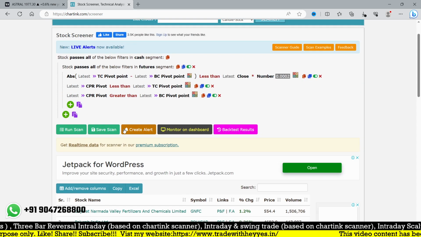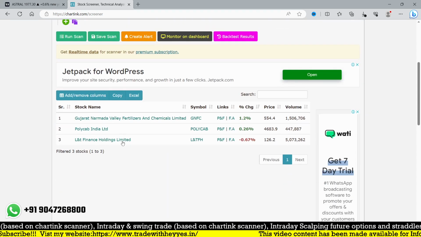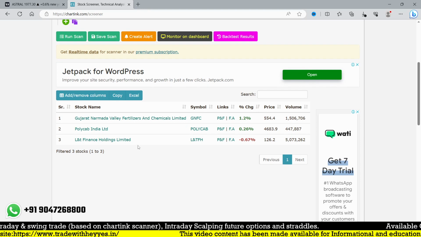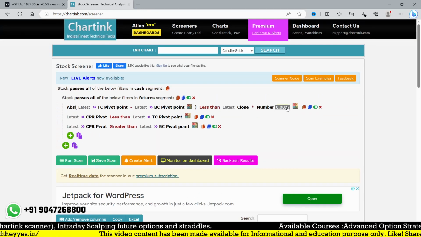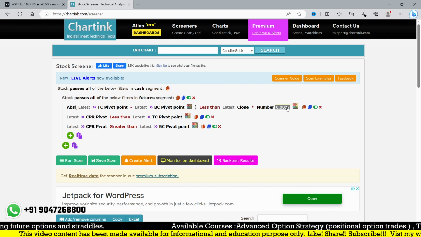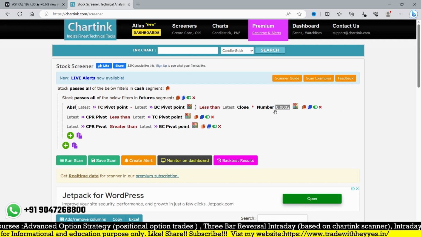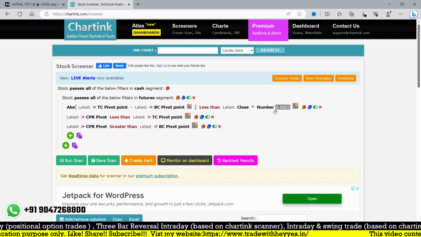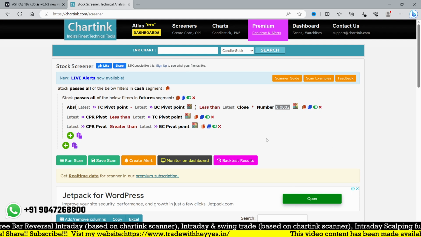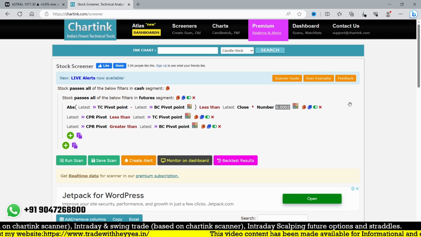By using the scanner, we will find those stocks for tomorrow's trading. So we can adjust this number to find even more stocks or fewer stocks. It depends on your idea. This will work most of the time, and for trending stocks. I hope you understood the concept of how to create it, and thank you for watching this video.